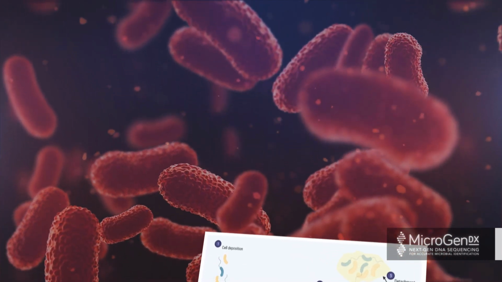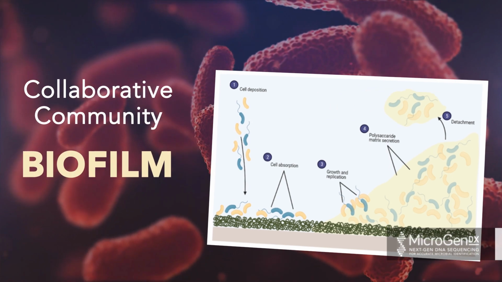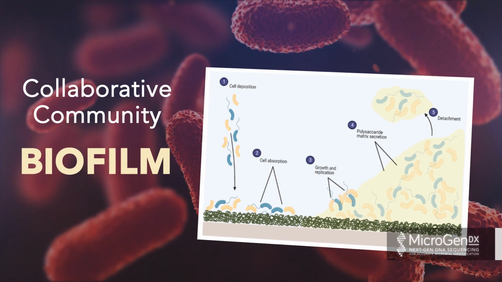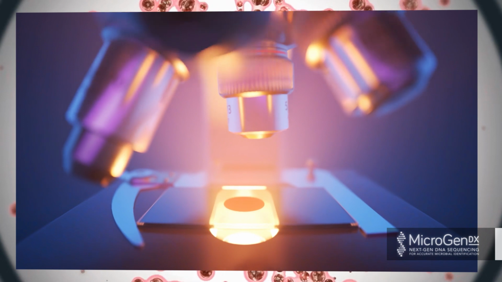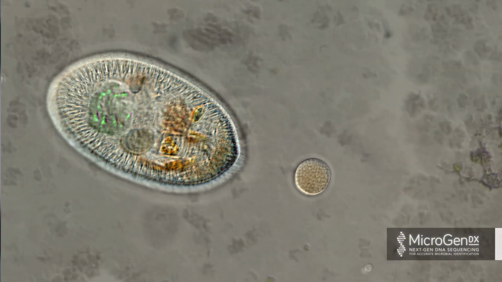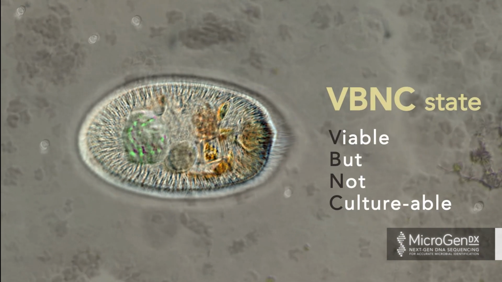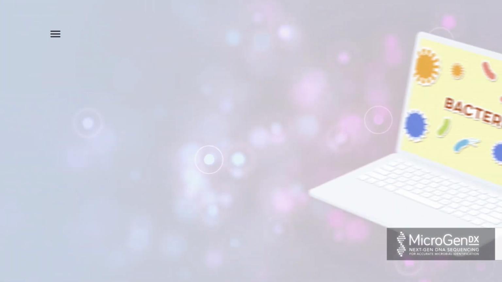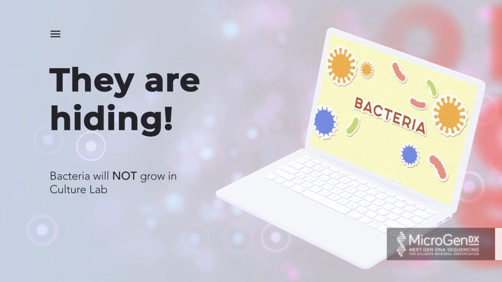In chronic infections, the bacteria and fungus will form a collaborative community or biofilm. This means the microbes will form a wall or matrix to protect themselves and are more difficult to eradicate. The biofilm can form on any host tissue or implant within your body. Bacteria have been around for billions of years and have adapted. They can go into a VBNC state, viable but not culturable. They simply go into hibernation and will not grow in the culture lab. They are hiding, resulting in you not getting the right antibiotic.